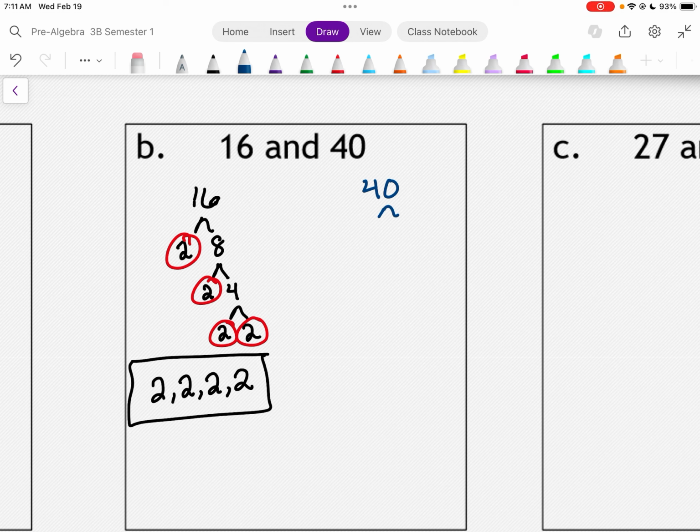Now let's look at 40. Right off the top of my head, I know 10 times 4 goes into 40. And if we look, 10 and 4, neither of those are prime. So we're going to branch off of both of these numbers. 10 would go into 5 and 2, and 4 would go into 2 and 2.